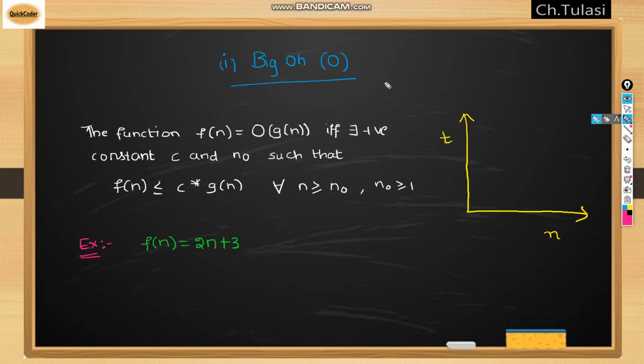Okay friends, let's discuss the big O notation. Here, f of n is equal to big O of g of n. This is the definition of big O. This is totally a mathematical formula, so I will explain it with a graph.